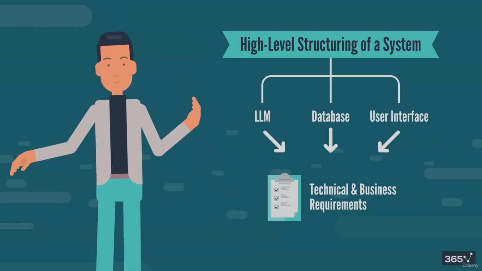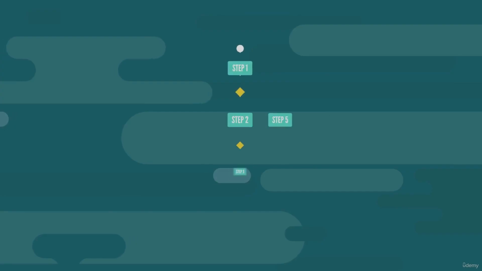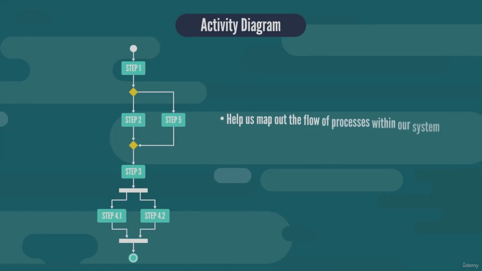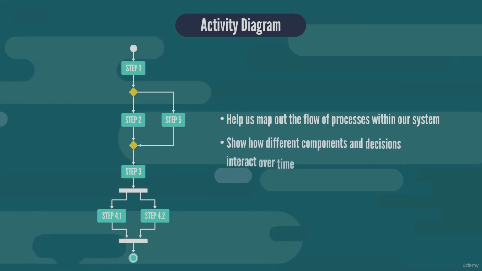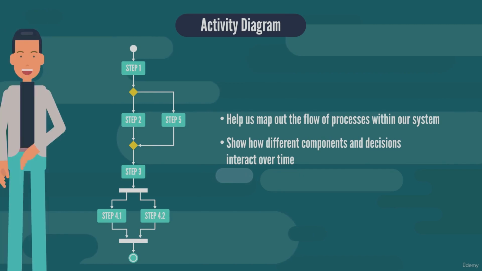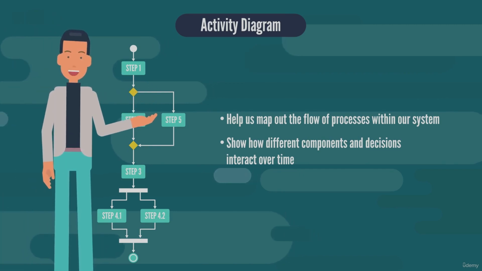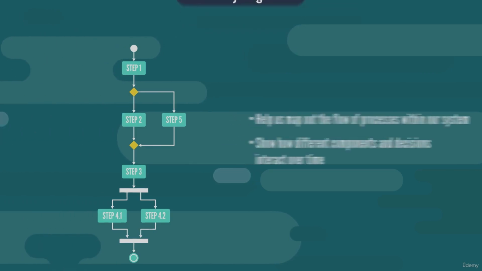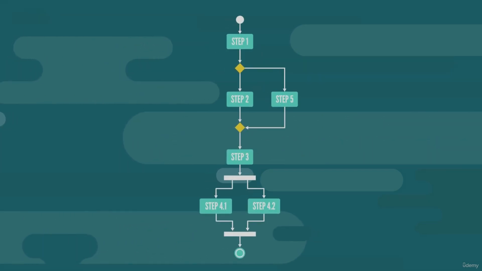To visualize this structure and workflow, we use a tool called an activity diagram. Activity diagrams help us map out the flow of processes within our system, showing how different components and decisions interact over time. By using this tool, we can clearly understand how the system operates and make improvements where needed. We'll dedicate this lesson to examining the components of an activity diagram.